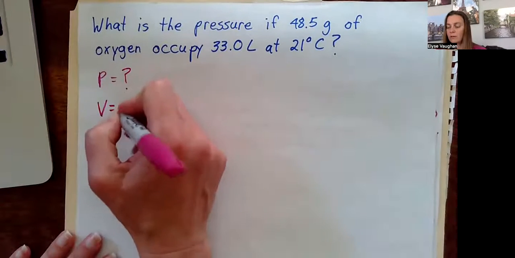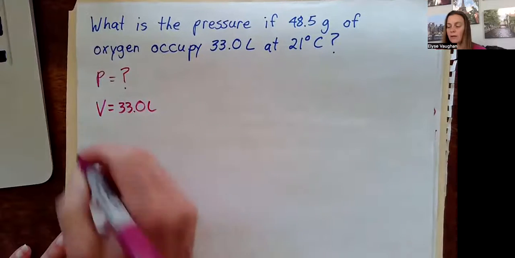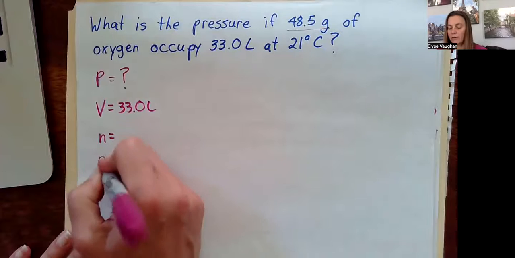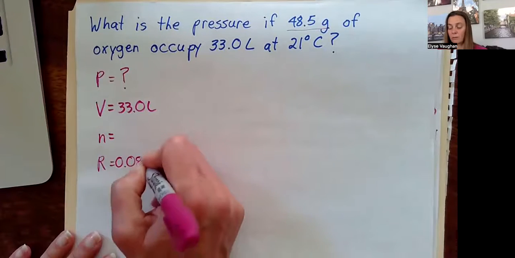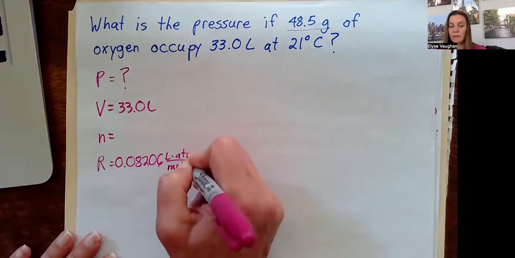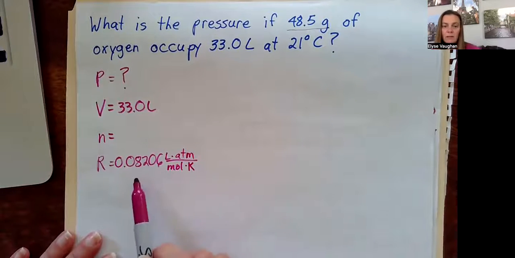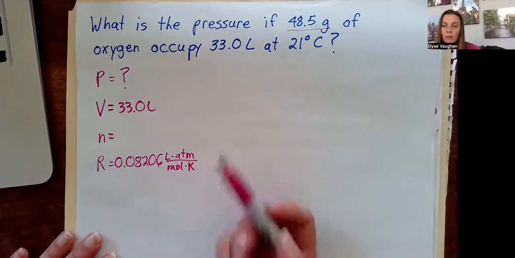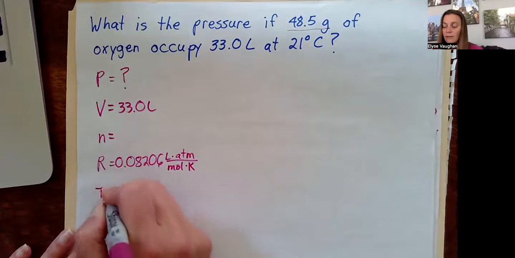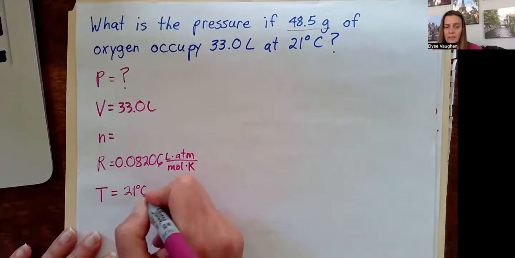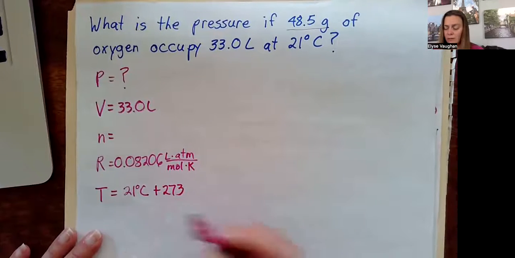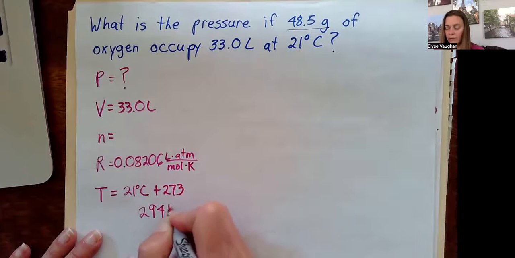Volume is 33 liters. N, I'm going to have to find again because I'm given mass. R is 0.08206 liter atmospheres per mole Kelvin. And as always, you don't have to memorize that constant. It'll be given to you. The equation will be given to you. You just have to know which equation to use and how to plug things in. Temperature is 21 degrees Celsius, but we need to convert it to Kelvin, so plus 273. So this is 294 Kelvin.